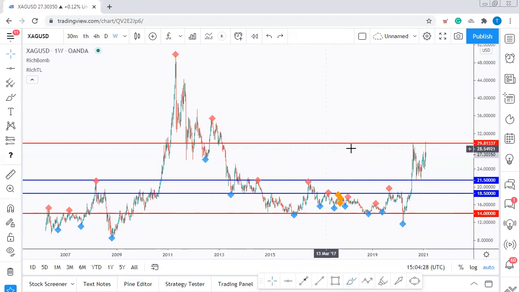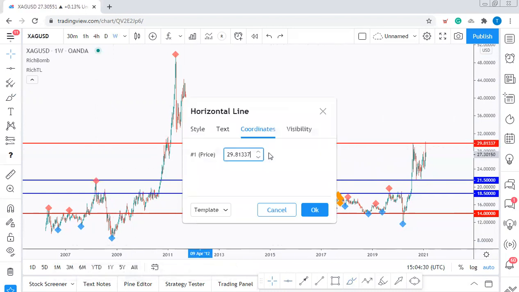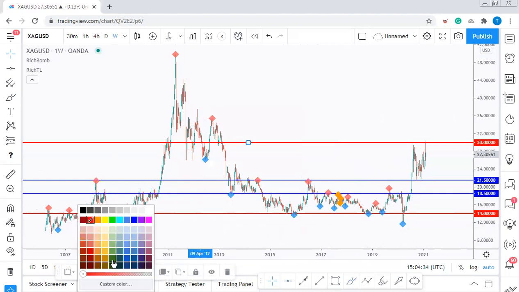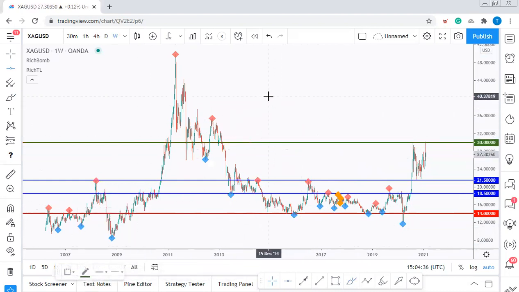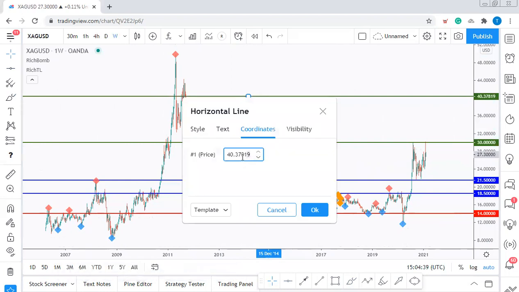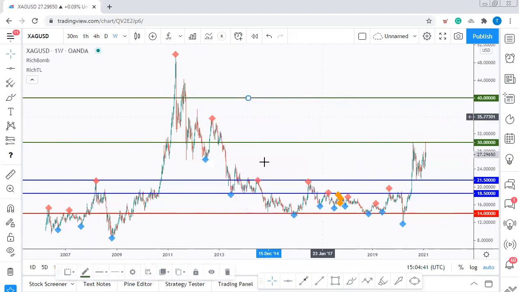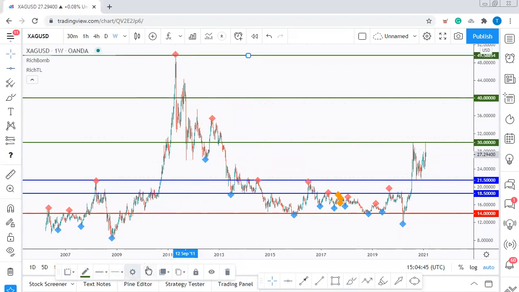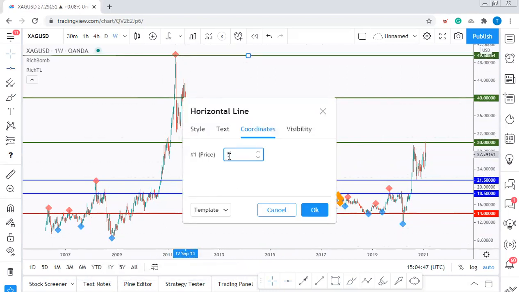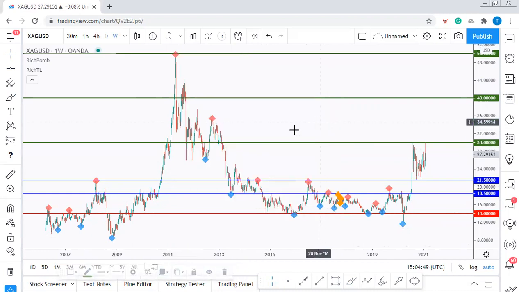So first of all, we have our 30K round number. Let's make it 30, and let's make it in green, for example. Next, we have our 40, right? Which is a very, very strong one. Let's keep it in green as well. And of course, we have this one, which is the 50K, which is an even stronger round number level, right?